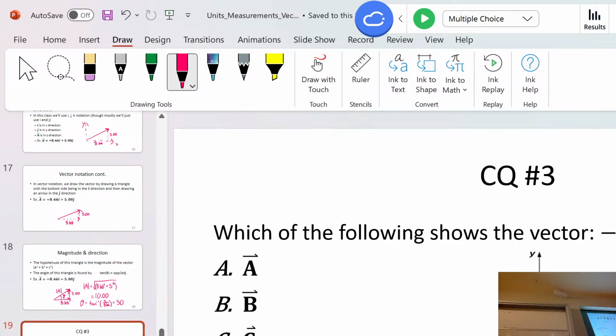Our y is in the positive direction, 12.04. That is a positive. This one's pointed down. That's in the negative direction. Ta-da, our answer is D.